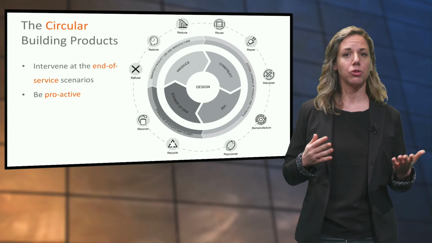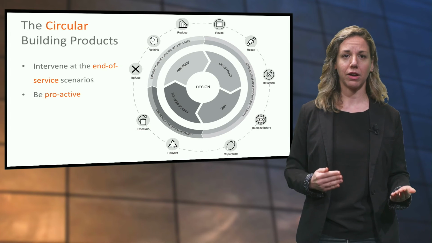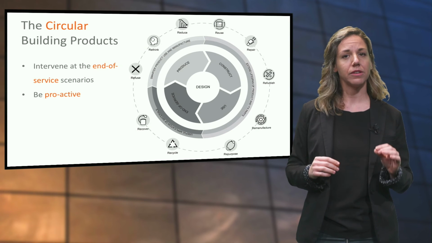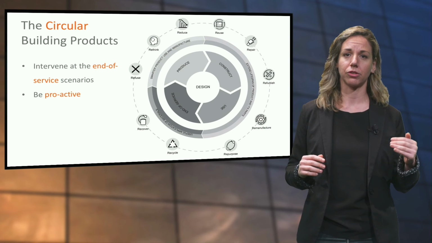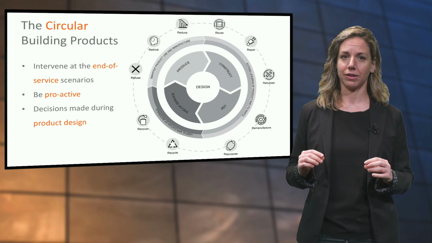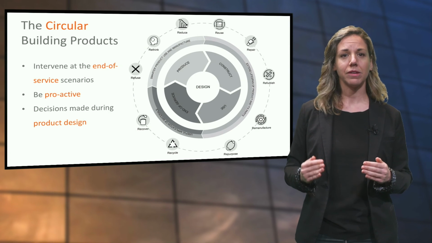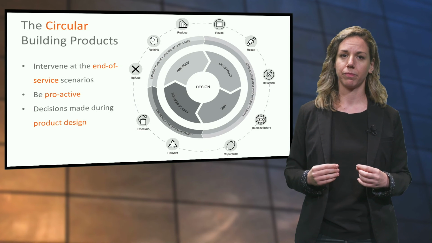Or we can decide to reuse existing components to remanufacture our new building products. Those decisions are made even before production, during the product design. How the building products are designed determines how they can be used to close the loops.